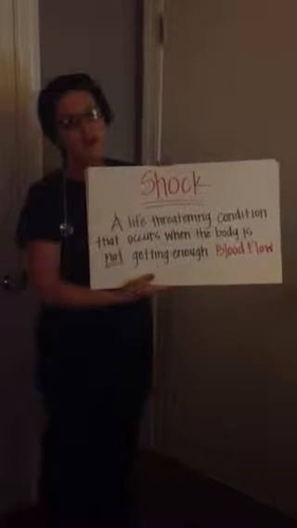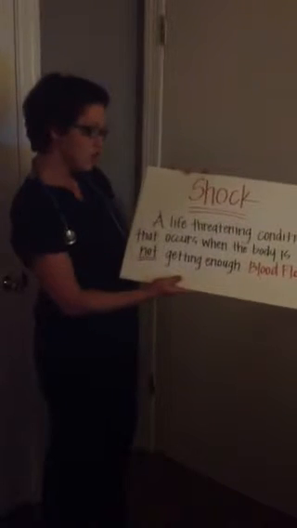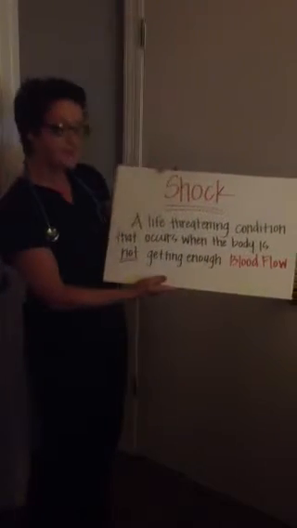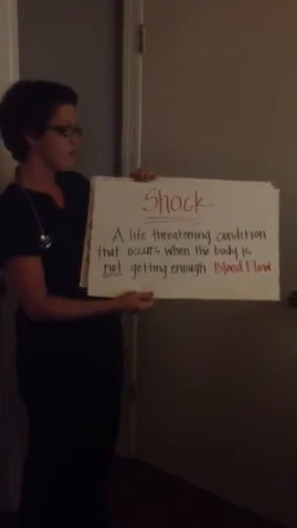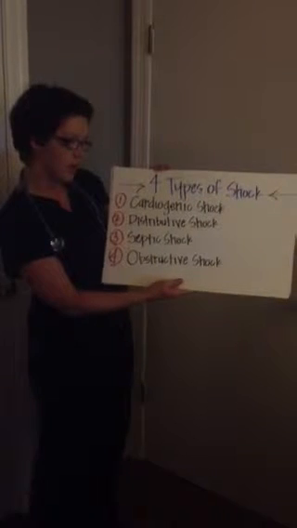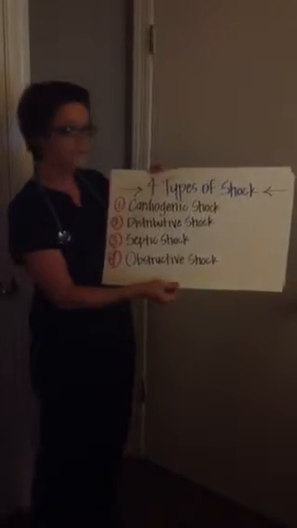My name is Charlie Cotner, and I will be discussing different types of shock. The definition of shock is a life-threatening condition that occurs when the body is not getting enough blood flow. There are 4 types of shock: cardiogenic shock, distributive shock, septic shock, and obstructive shock.